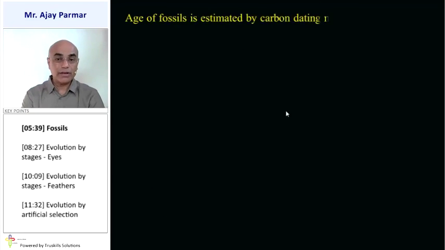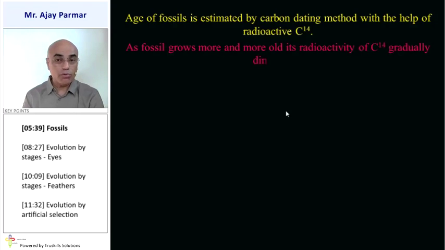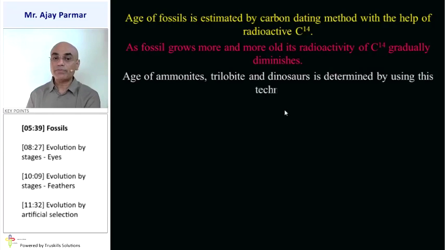So, the age of that particular fossil has to be estimated, and that is done by the process known as the carbon dating method. The carbon dating method requires radioactive carbon C14. As fossils grow older, the radioactive C14 gradually diminishes in them. The age of ammonites, trilobites or dinosaurs is determined by using the same carbon dating technique.